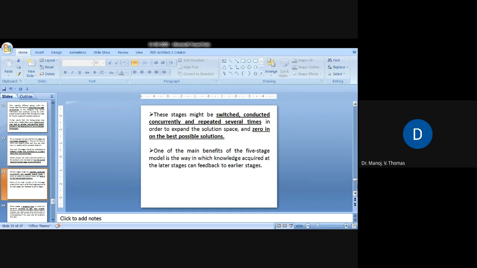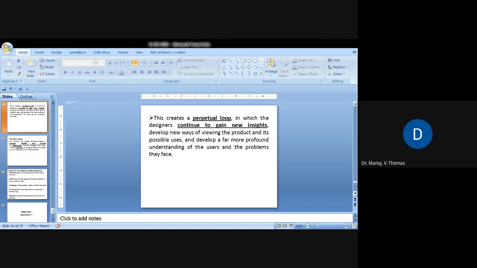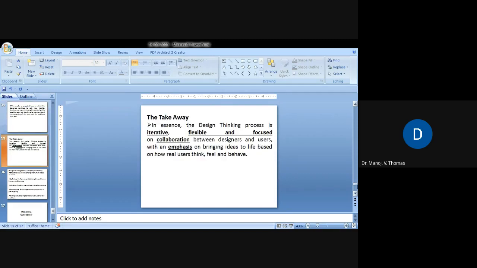These stages might be switched, conducted concurrently and repeated several times, and finally to zero in on the best possible solution. So this sometimes creates a perpetual loop in which the designers continue to gain new insights, develop new ways of viewing the product and its possible uses, and develop a far more profound understanding of the users and the problems they face. So the takeaway of this class is, in a sense, the design thinking process is iterative, flexible, and focused on collaboration between designers and users, with an emphasis on bringing ideas to life based on how real users think, feel, and behave.